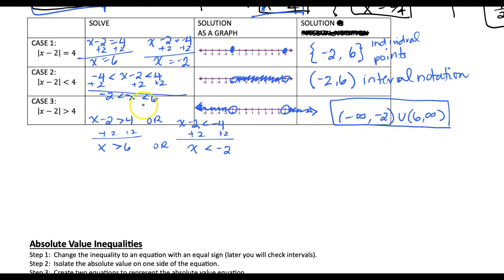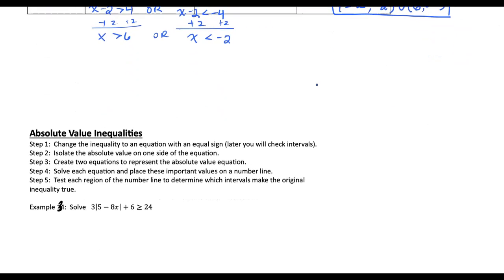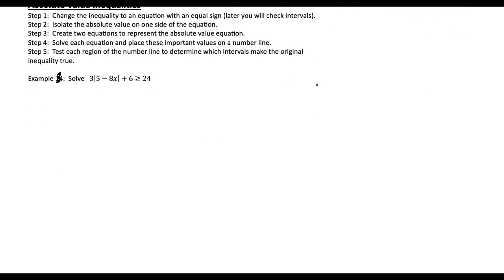Okay, so what I propose is that for all three of these cases, whether it's an equation or an inequality, we could solve it as if it's an equation to get those two important numbers on the number line. And then if it's a greater than or less than, or greater than or equal to and less than or equal to, test those different regions of the number line to find out what portions would need to be shaded to be included in our solution. Let's go ahead and start example 3.